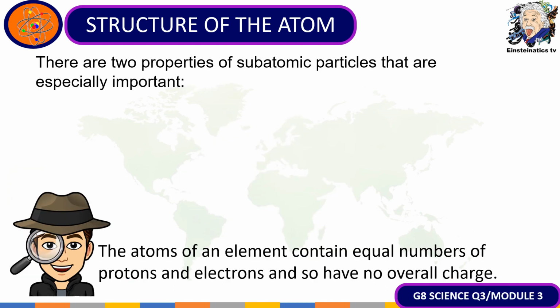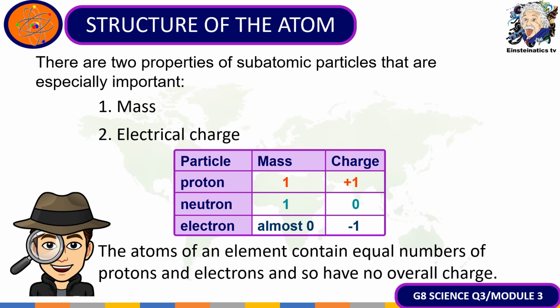There are two important properties of subatomic particles, and that includes yung kanyang mass at saka yung kanyang electrical charge. Just so you know that subatomic particles have specific charges. So as you can see here, yung proton has a positive charge, whereas neutron, from the word neutral, has no charge. Electron, on the other hand, has a negative charge. But typically, in an atom, equal yung number ng proton at saka ng electron, kaya walang charge typically yung isang atom.